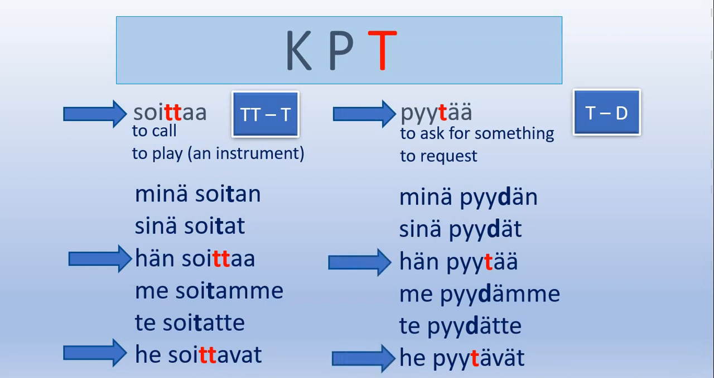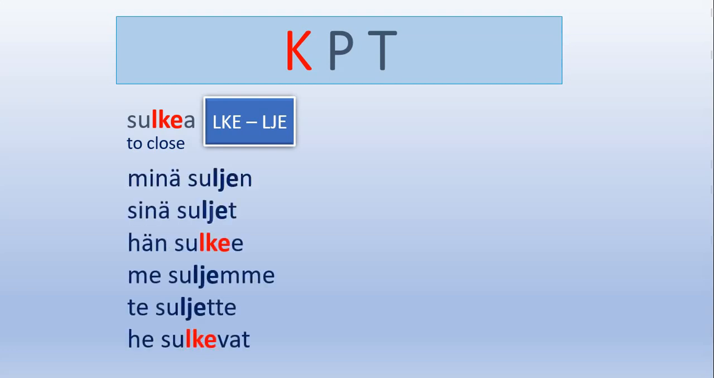And next, let's take a look at some other consonant combinations in which gradation happens. Let's go back to consonant K. Here we have an example of the verb to close, sulkea, and we have letters L, K, E. In the weak form, the K changes into J. Minä suljen, sinä suljet, hän sulkee, me suljemme, te suljette, he sulkevat.